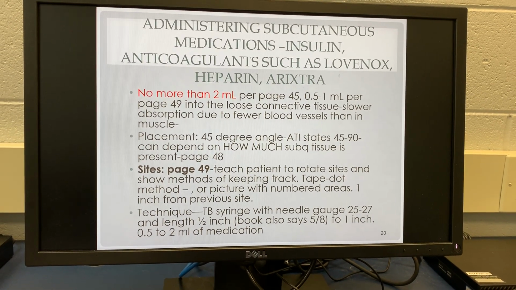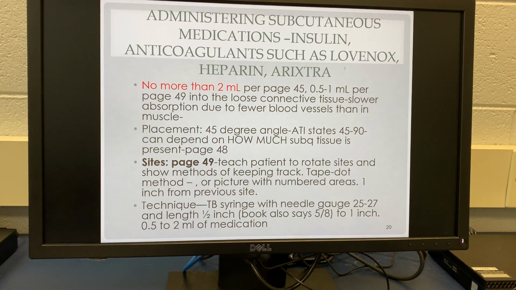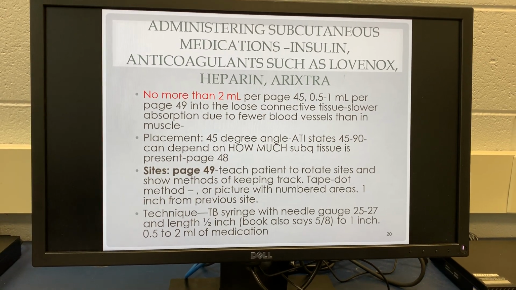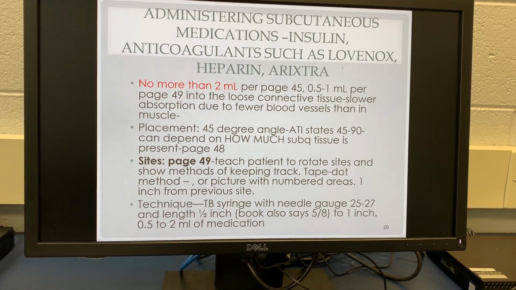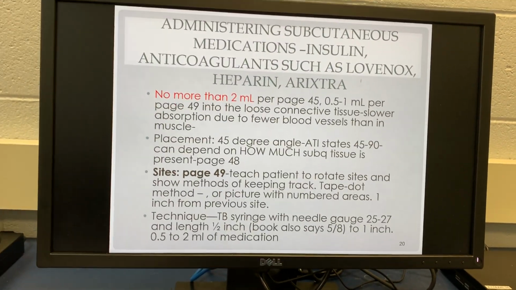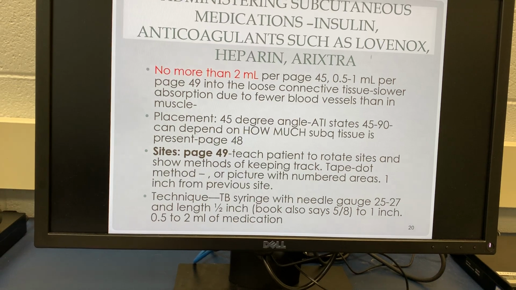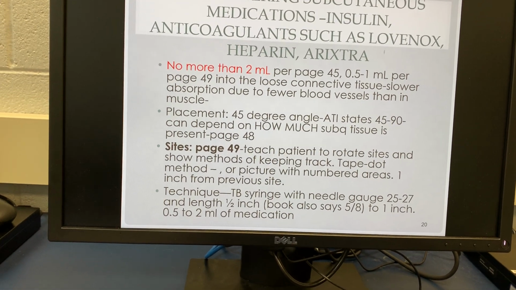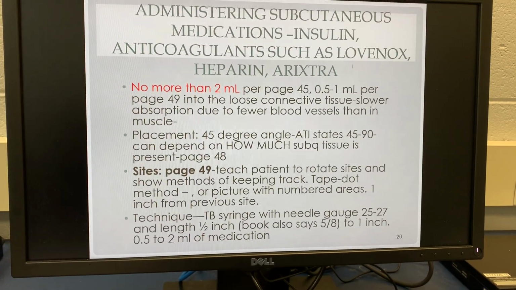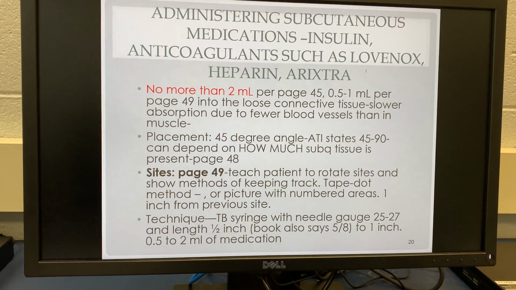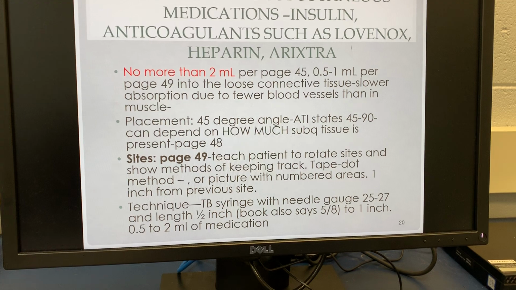The absorption of these medications is going to be slower because there are fewer blood vessels in sub-Q tissue than in the muscle. And you can see when they represent muscle, it's very dark red because of all the blood supply. The fatty layer doesn't have as much blood supply. It's got some, of course, but not as much as muscle.